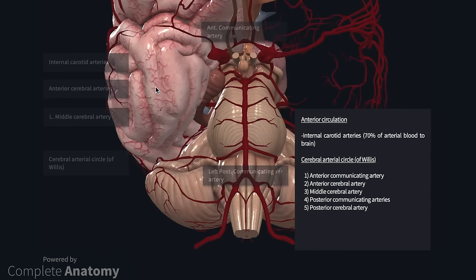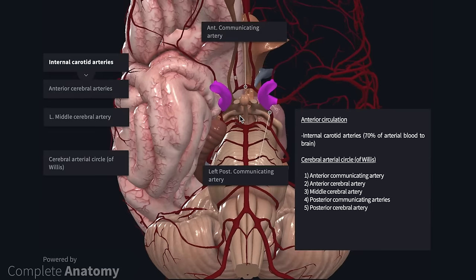The internal carotid arteries and the associated branches form the anterior circulation. There are a number of important arteries that arise from the internal carotid arteries, but the key ones that I will focus on are the anterior and middle cerebral arteries. The anterior cerebral arteries extend within the longitudinal fissure.